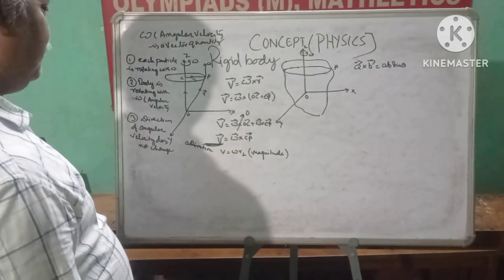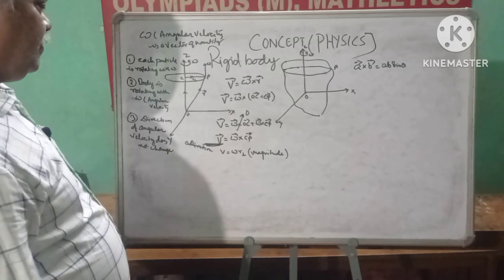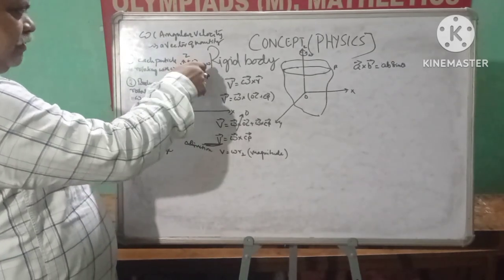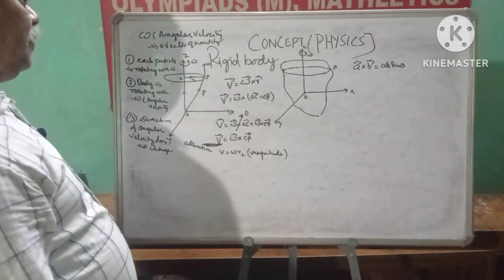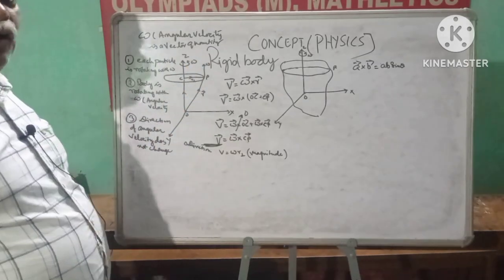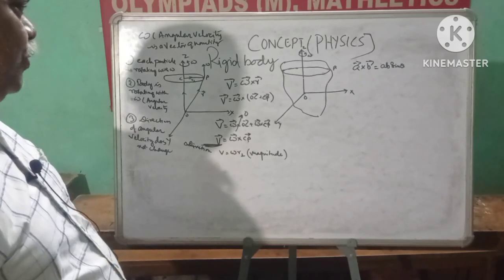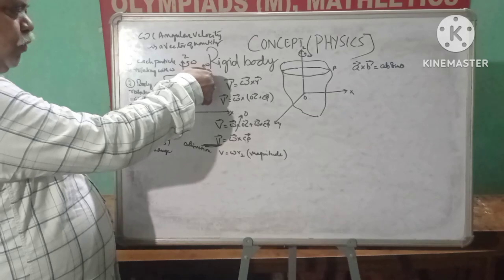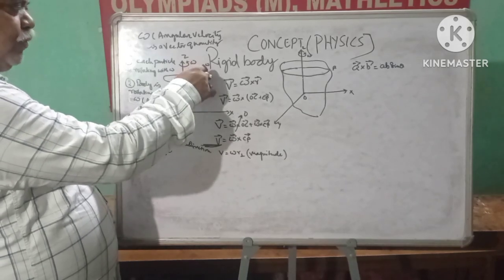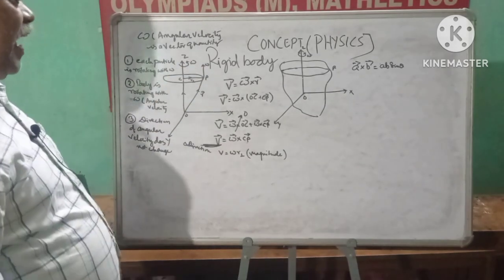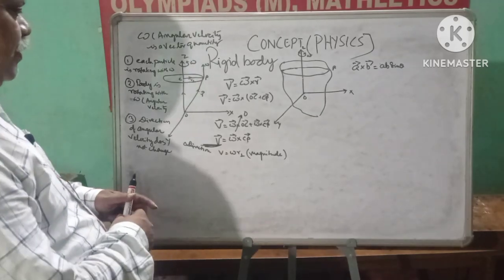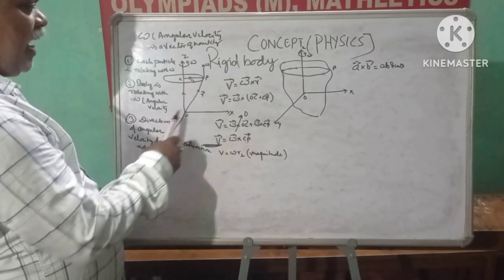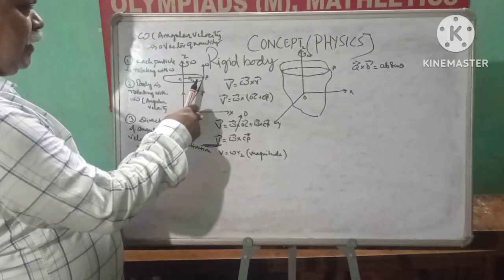This is omega cross R. Your R is the position vector. The main concept here is that in a cross product you will always take the screw rule, omega cross R. At the same time, the direction of V must be perpendicular to the plane containing omega and R.